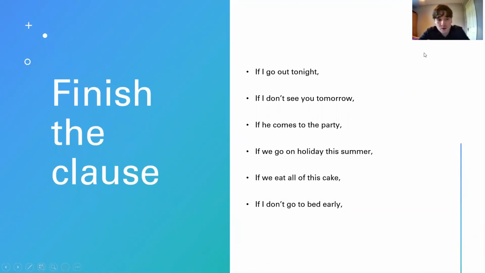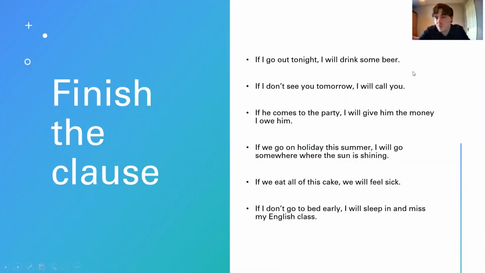So again, a couple of clauses here for you to practice. So again, pause the video, either practice your speaking, or write it down, which is very helpful to help you remember, and just finish these sentences. For example, if I go out tonight, I will drink a few beers. I will see my friends. Okay, so hopefully you come up with some interesting examples.